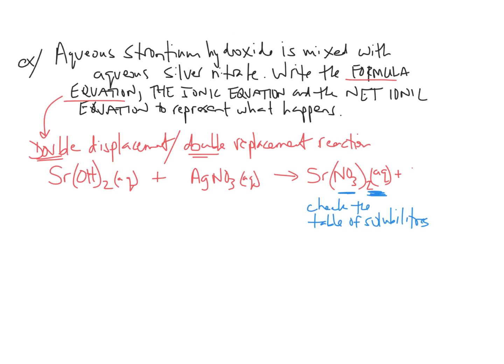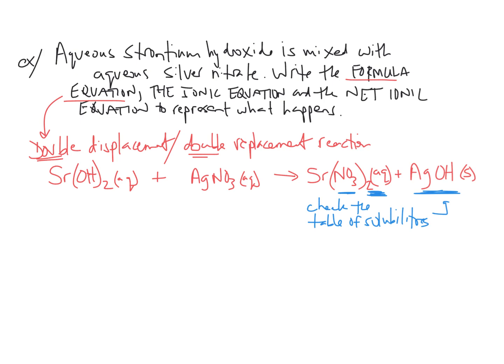And then the other product that it produces is going to be silver hydroxide. And silver hydroxide is a solid. Silver hydroxide is not soluble. Again, you would check that on the list, and you'll see that hydroxide has a low solubility when mixed with a silver ion. So silver hydroxide is an insoluble product.